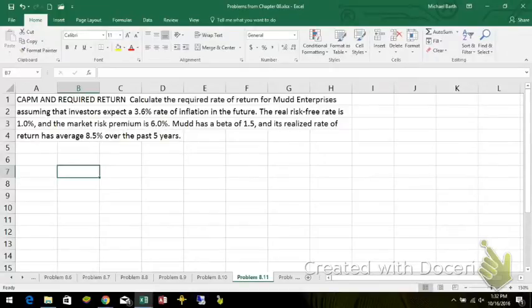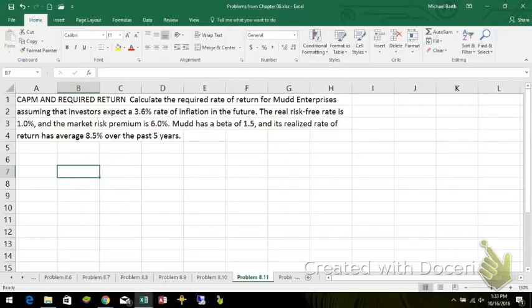This is problem 8.11 from Brigham and Houston, Fundamentals of Financial Management, Concise 9th edition. We're calculating the required rate of return for Mudd Enterprises. Alright, so we're not given the risk-free rate of return. What we're given is a real risk-free rate.